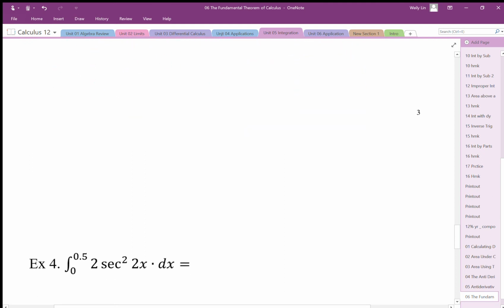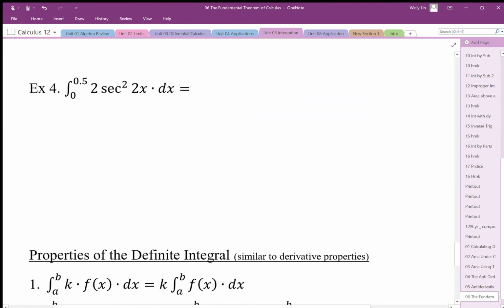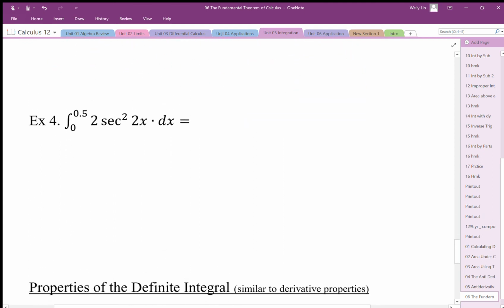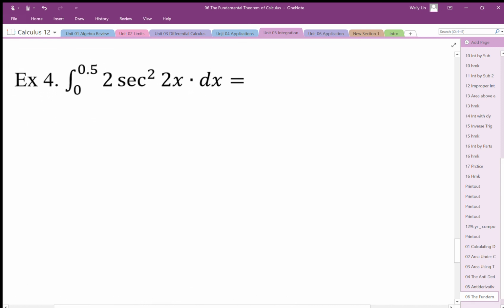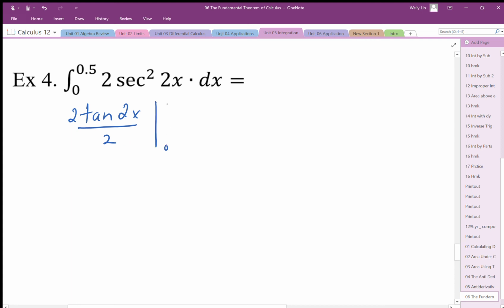So again, we're just using that antiderivative to find the area underneath that curve. Okay, so for this one here, the derivative is secant squared, so we know the antiderivative must be a tan function. So it's going to be 2 tan 2x. We want to divide by that extra 2 here, and we want to know the displacement from 0 to 0.5.